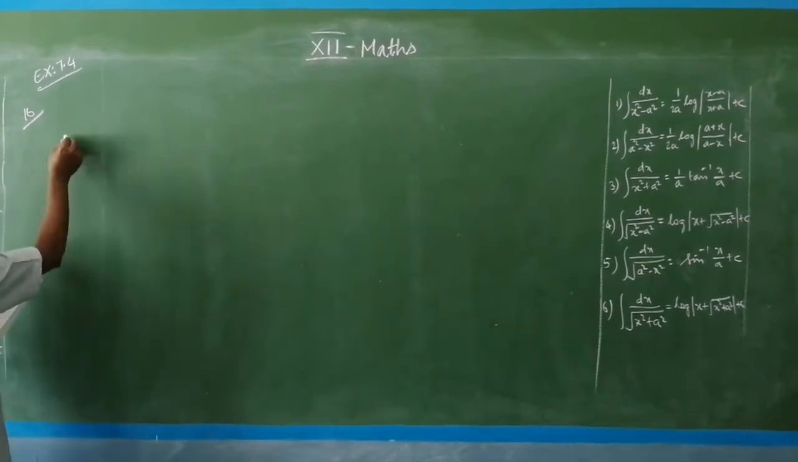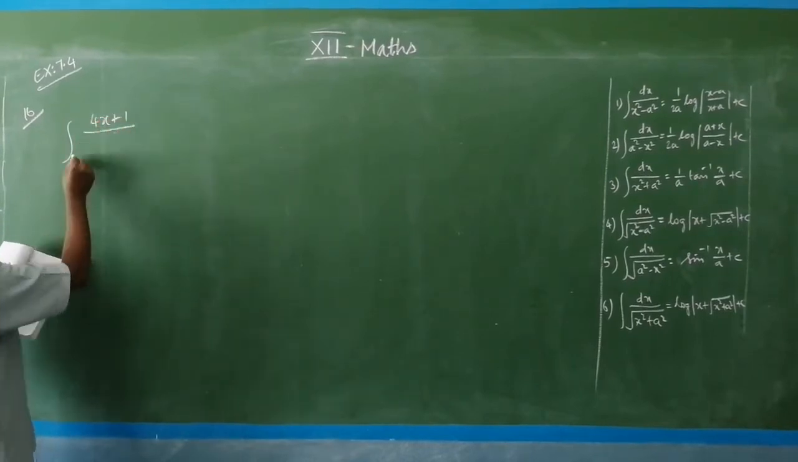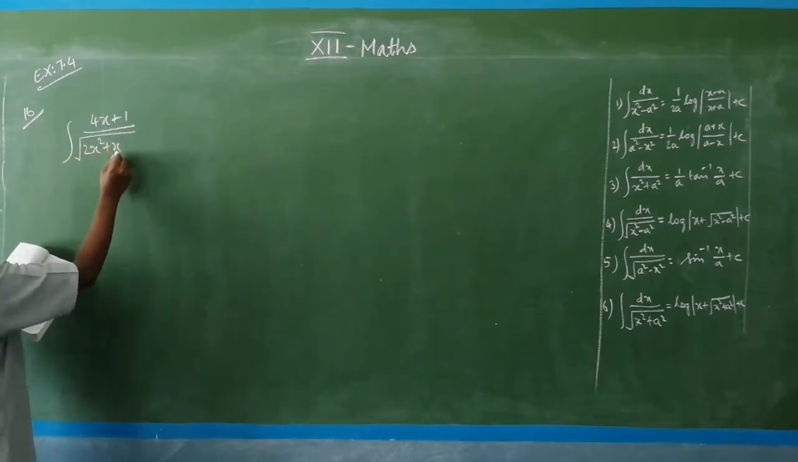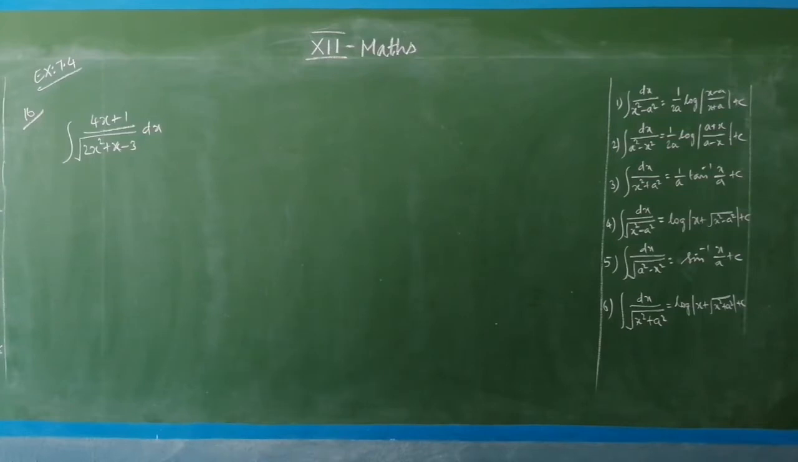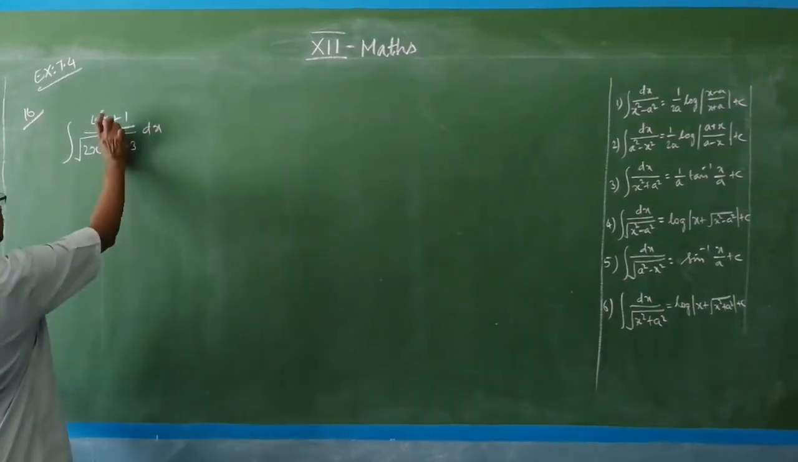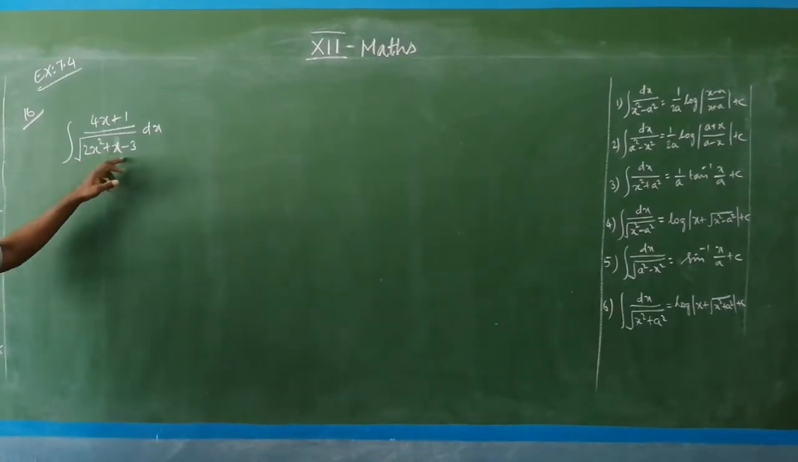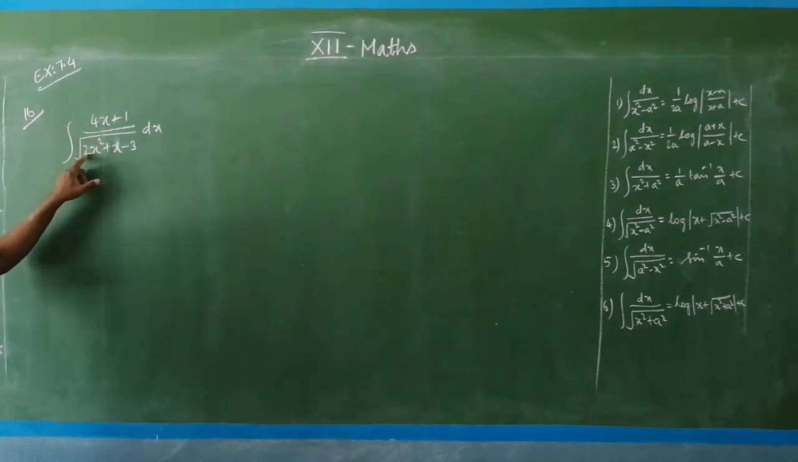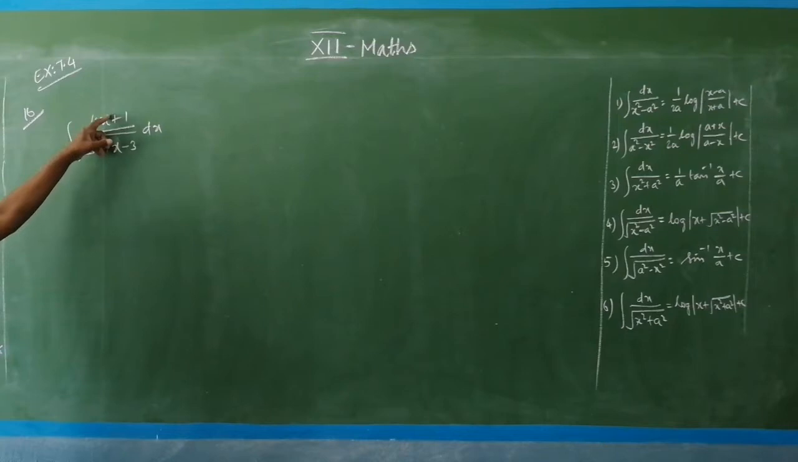Question number 16. Find the integral of (4x plus 1) divided by root of (2x square plus x minus 3) into dx. Look at this, the derivative of the denominator is the numerator, irrespective of the root. If you differentiate 2x square plus x minus 3, we get 4x plus 1, which is the numerator. So we can use the method of substitution.